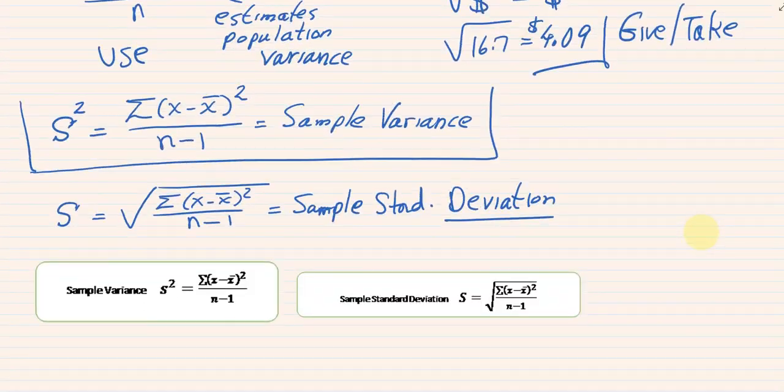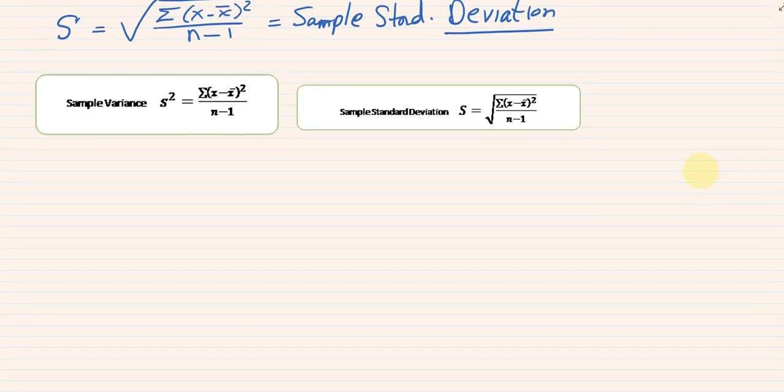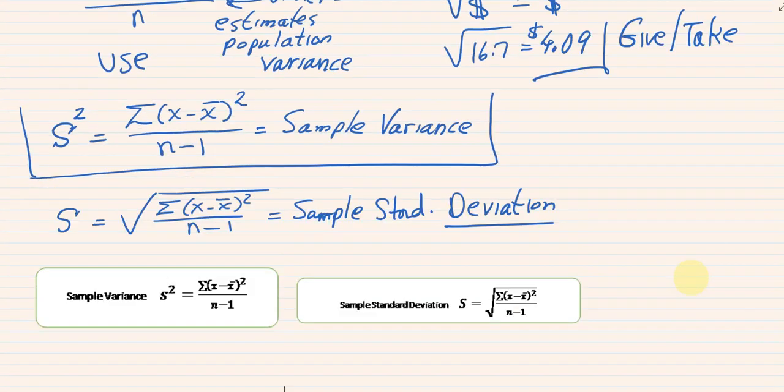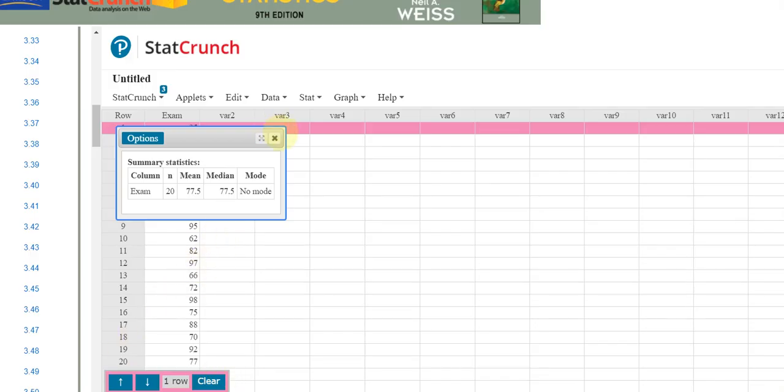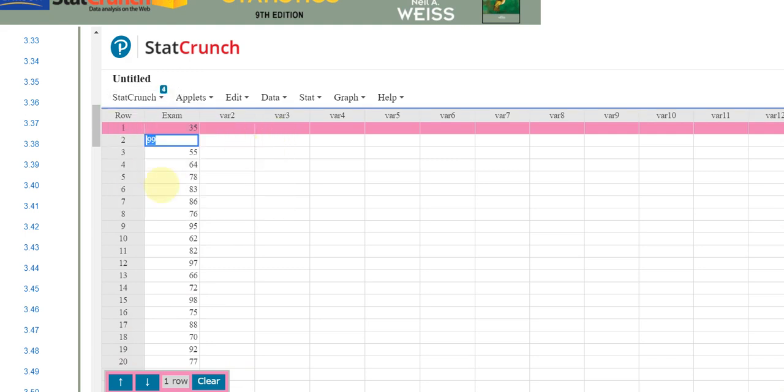I still have that data in StatCrunch. So let's do that. I'm going to go back to my StatCrunch here. There you go, the data is still here. Perfect. Now, for this data, let's find the sample standard deviation and sample variance. That's all we want to do. Oh, and range. We talked about those three things, right? So let's do all three.